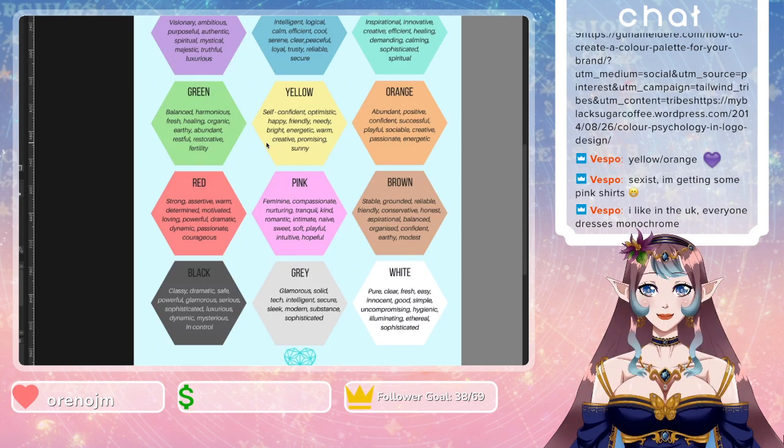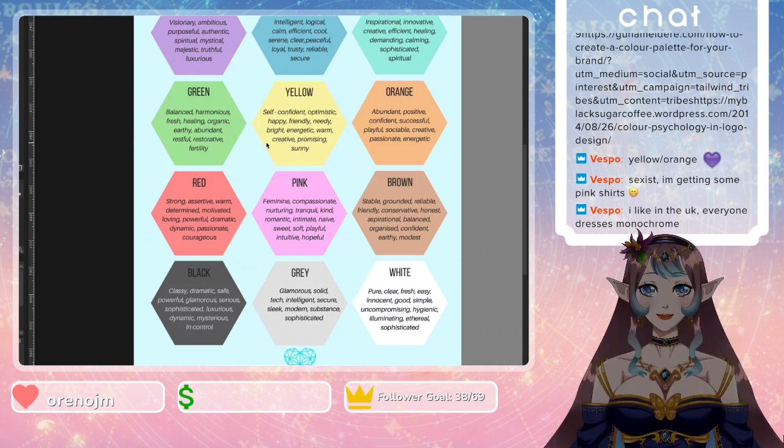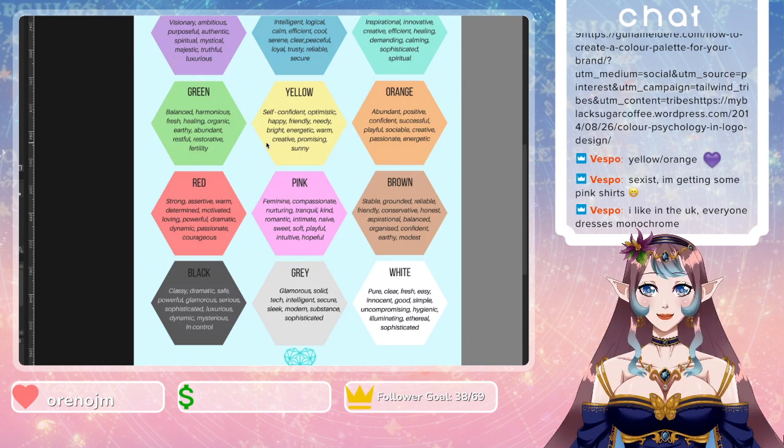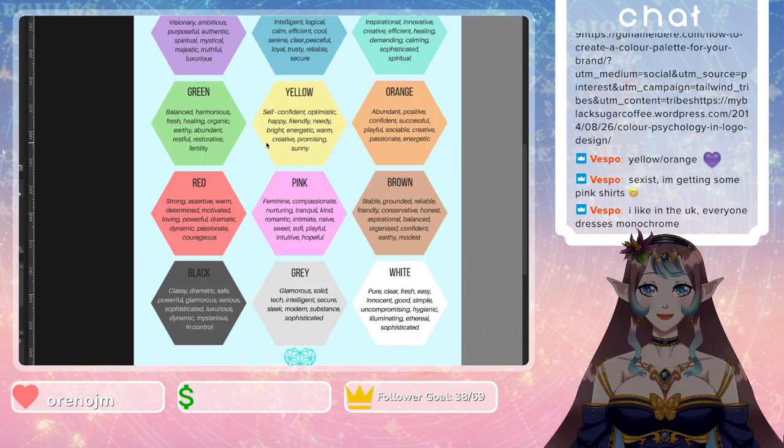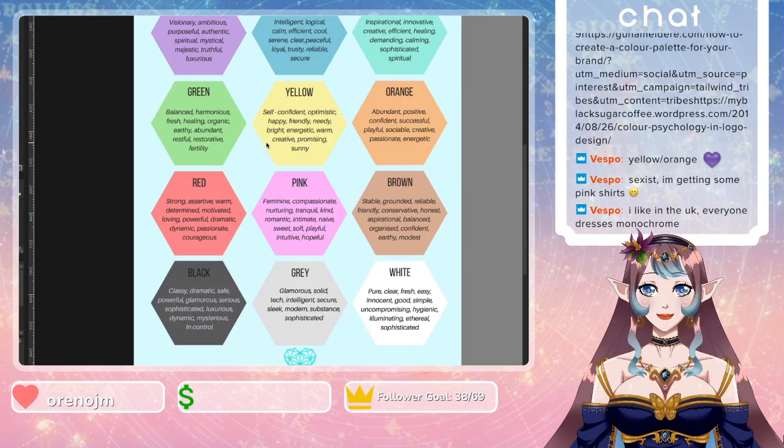Gray is glamorous too. It can be conservative as well. It's solid. It's used a lot in tech, like my MacBook Pro. That's great. It's intelligent. It's secure. It's sleek. It's modern. Substance. I'm not sure about that word, or the context for it, but okay. It's sophisticated again. I mean, it's a neutral color, so if you want to look sophisticated, go with neutral colors.